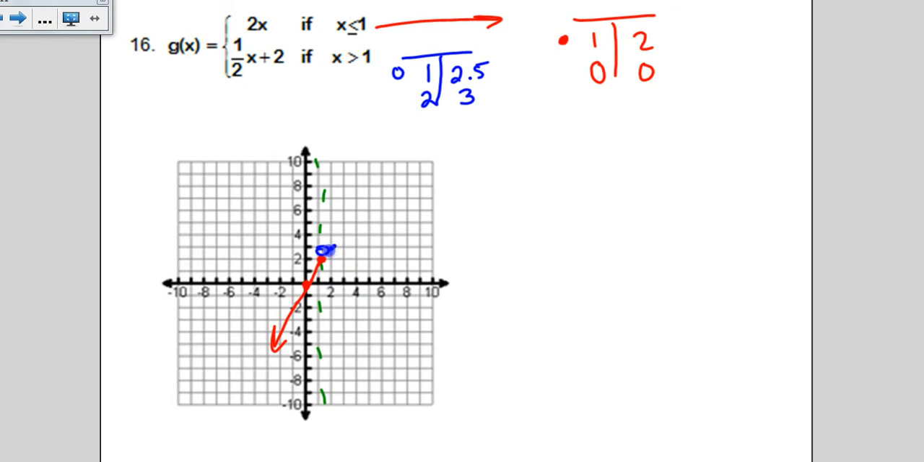So at (2, 3), draw my next point. Okay, I didn't do a very good job of graphing that, so hopefully you can use your imagination as to what that's supposed to look like.